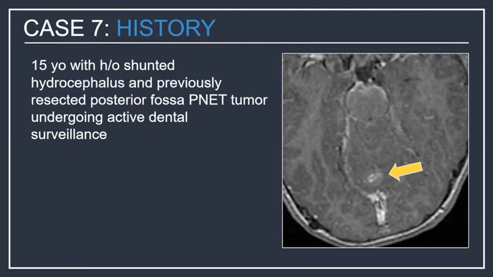Our next case is a 15-year-old who presents with a known history of shunted hydrocephalus. The patient had a previously resected posterior fossa PNET tumor and was undergoing active dental surveillance. So on this MR examination of their occipital lobes as well as the top of their cerebellum, we can see this was their PNET lesion that was a subtle enhancing lesion along the superior aspect of their vermis.